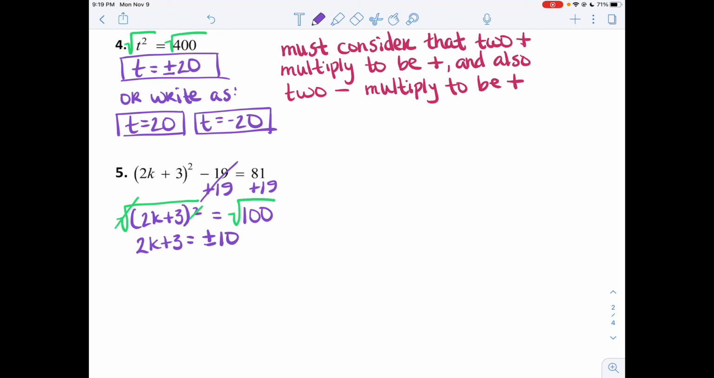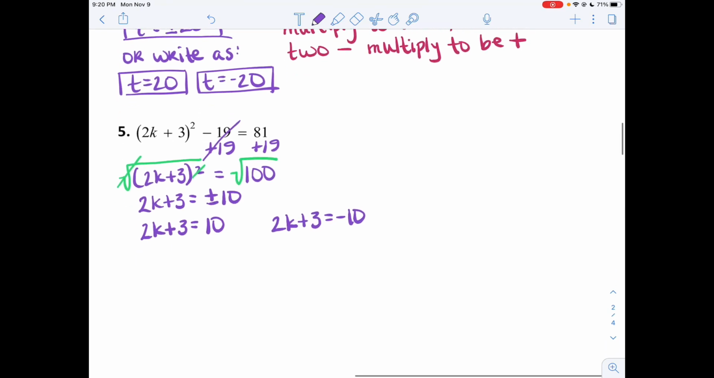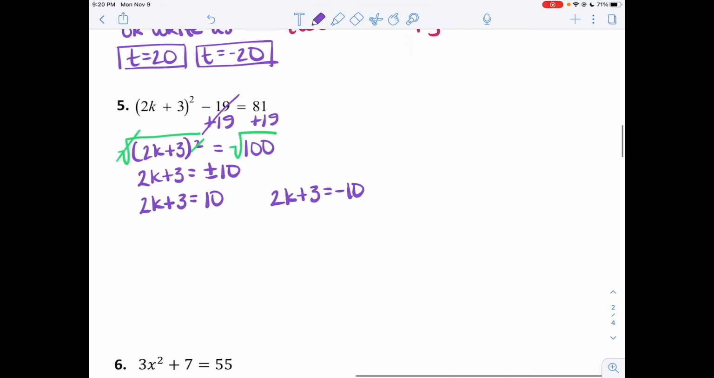Since I still have some solving to do here and I have a positive 10 and a negative 10 as possibilities, I want to break this into two equations. 2k plus 3 is equal to a positive 10, or 2k plus 3 is equal to a negative 10. So I need to consider both cases in order to get my two roots.